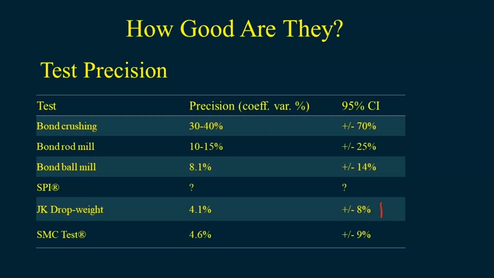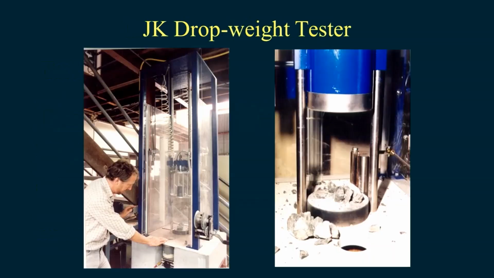JK drop weight and SMC tests have very similar precisions. For these two tests, a huge amount of data has been generated from a series of programs that JK Tech started back in 2008. Every single laboratory in the world that has a drop weight tester gets involved in this test. So it's the most detailed amount of statistical information of any of the tests currently available. Matt's going to talk about the background behind that and, as I said earlier, issues associated with precision, reproducibility, and the like. All right, I'm going to concentrate on the drop weight test and the SMC test.